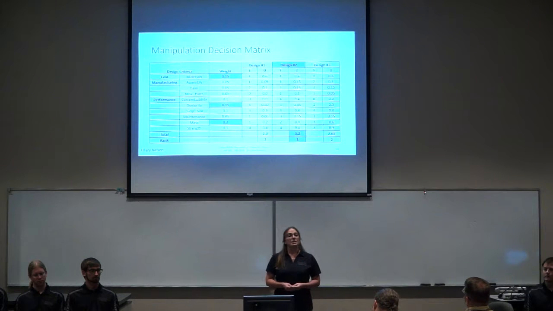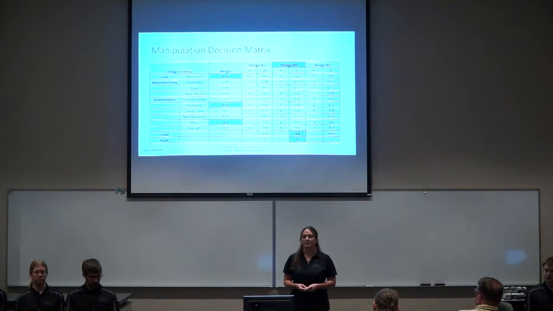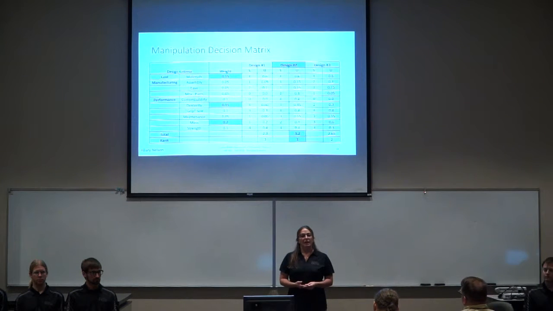So as shown in our decision matrix here, the heaviest weighted criteria were the cost of the materials to assemble the claw, also the dexterity of the claw, and how much mass it has. So taking those heaviest weights into account, design number 2 was chosen.